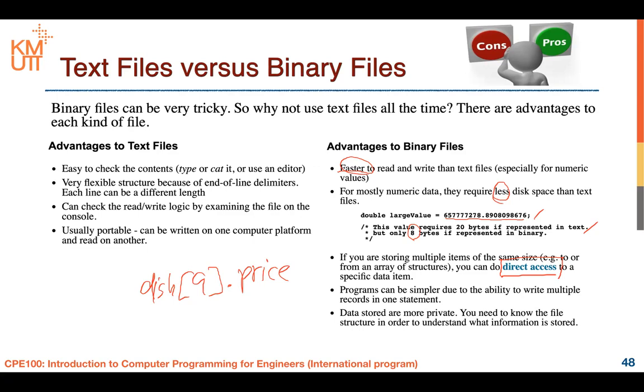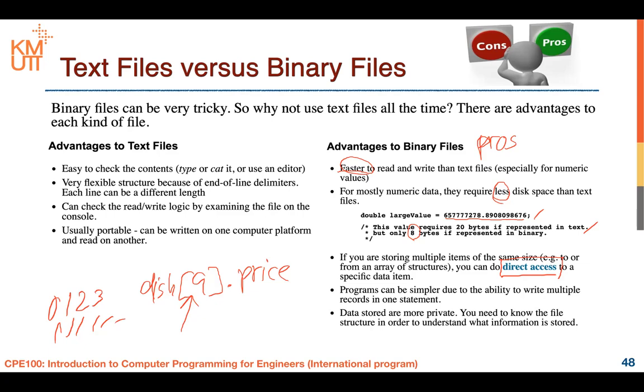But for sequential access, you have to start from 0, 1, 2, 3, and so on until you can access it. This is a pro of the binary files: the program can be simpler due to the ability to write multiple records in one statement. This is a very good way of using binary files.